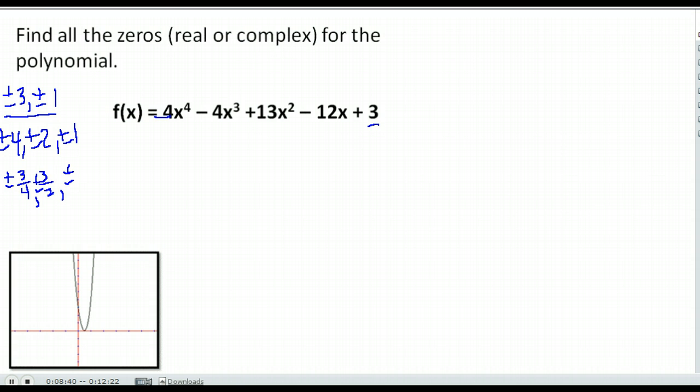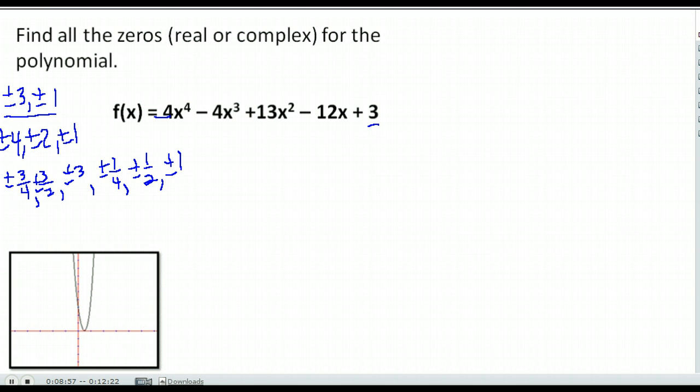3 over 4, 3 over 2, and 3 over 1, or 3. And then 1 over 4, 1 over 2. 1/2 is a possibility, that's a good sign. And then 1 over 1, or 1. Here are my possible zeros. And it looks like it's at 1/2.